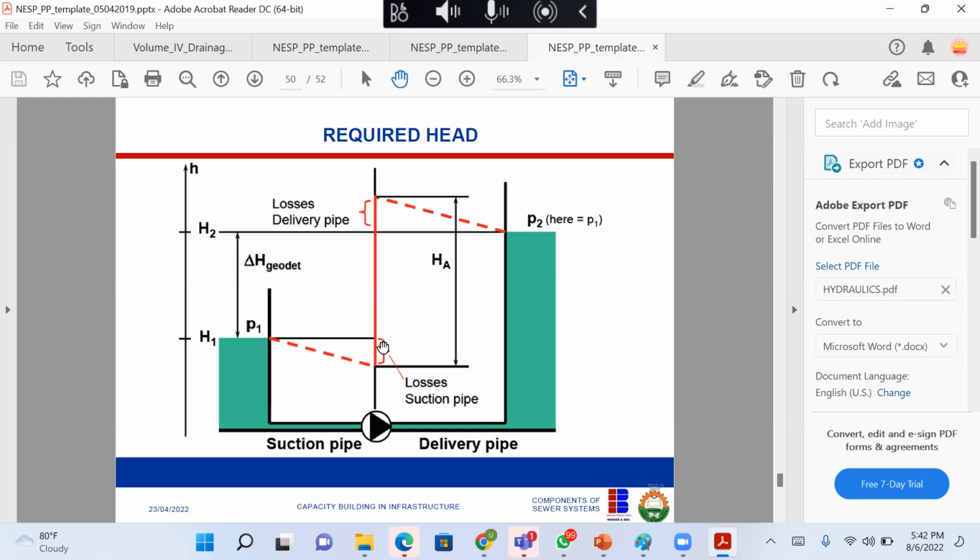Sometimes you have a suction loss, which must be covered by the pump. This is something that requires further reading, and we'll definitely understand it.